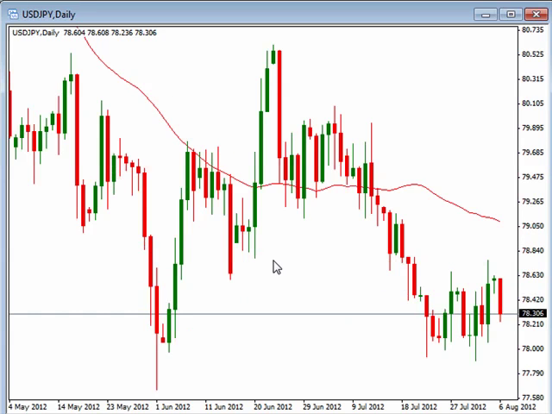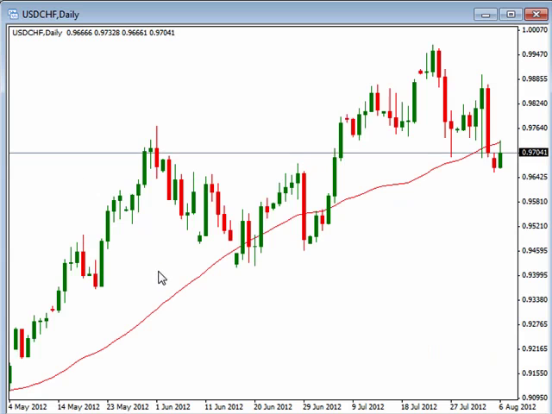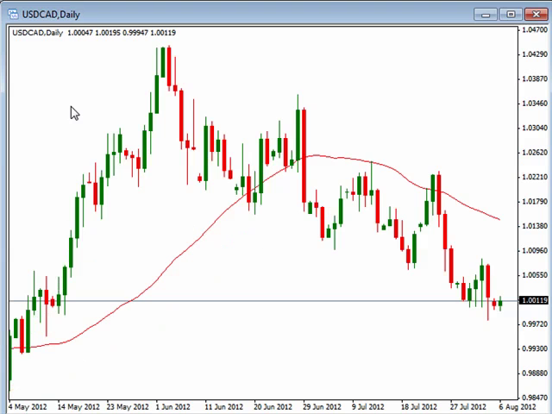Here is a US Japanese yen, pointing down on the moving average. Price is below it, so more bearish there. US Swiss franc, here the moving average is going up, but the price is below it. Again, potentially at a change in direction here. And the US CAD, price is moving down, price is below it, although we're at a support area, not a resistance area. So this week, that's kind of what's going on with the direction that things are going.